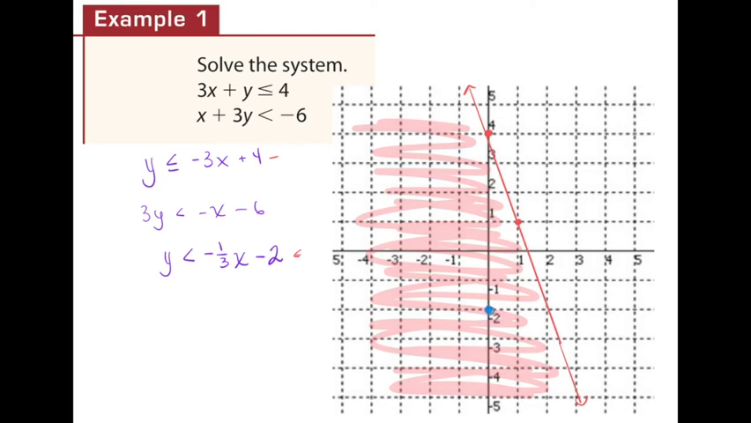And I'm going to go down 1 and over 3. Is this one going to be solid or dashed? Solid or dashed for this one? Dashed, because it's just less than. So for this one, I am going to dash.